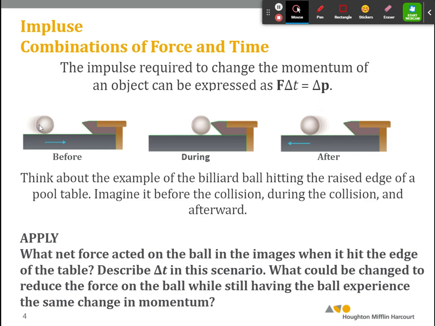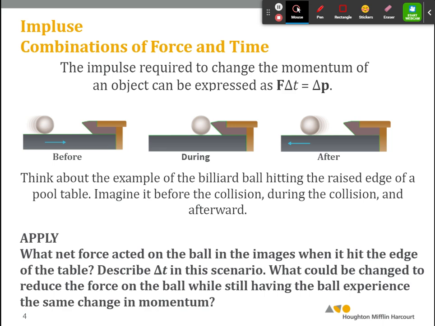If we were to draw a free body diagram of this ball, we would also have gravity pulling the ball down. We would have the normal force of the table pushing the ball up. And then we would have some friction pushing the ball in the direction opposite its velocity.